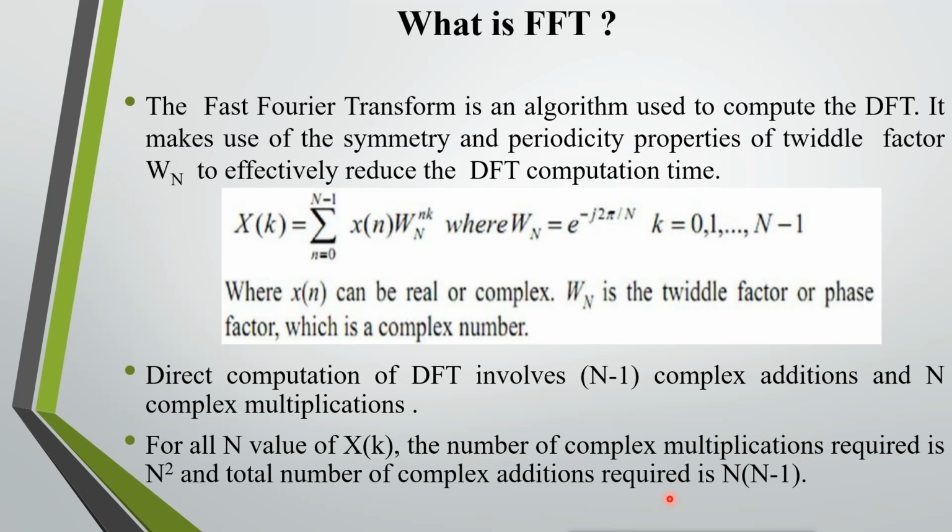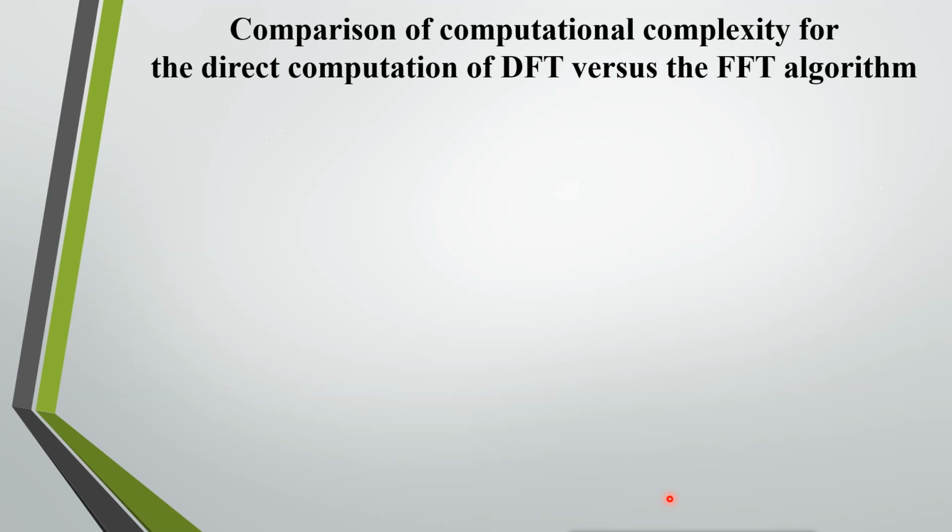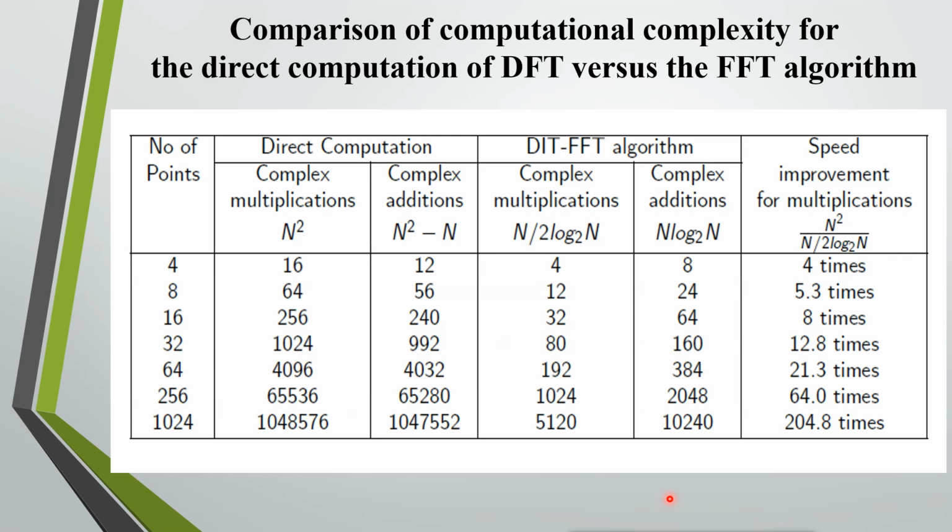Why we use FFT? It saves time and it saves calculation, because when we talk about discrete Fourier transform, the calculation part is more, so it takes more time. So to avoid this, we use fast Fourier transform. Basically, fast Fourier transform is faster than DFT. We'll just compare the computation complexity for direct computation of DFT and fast Fourier transform.